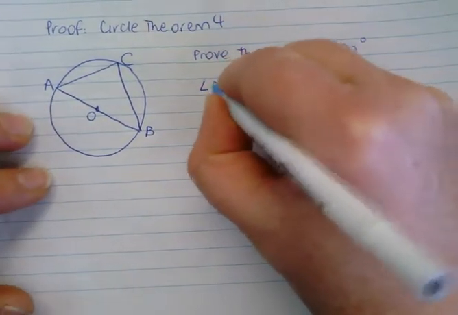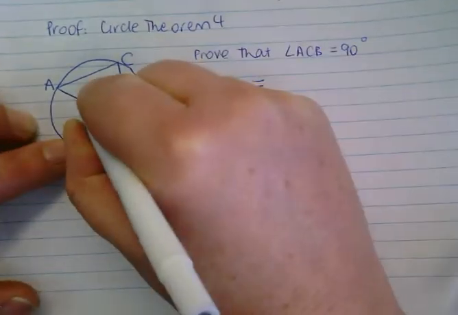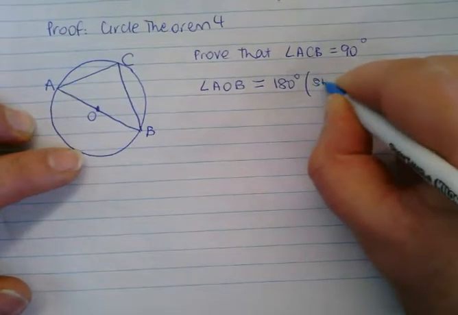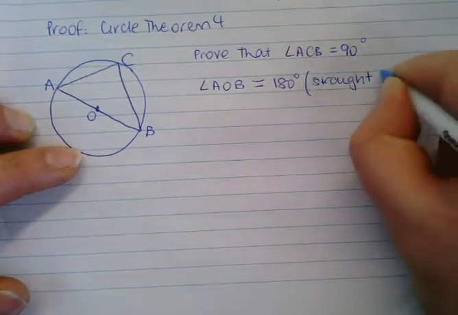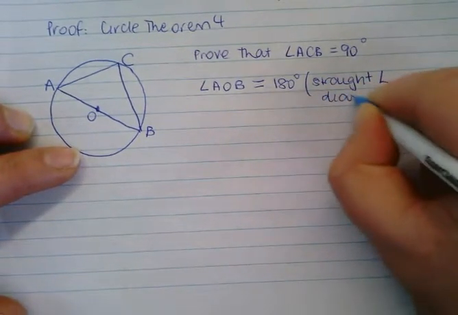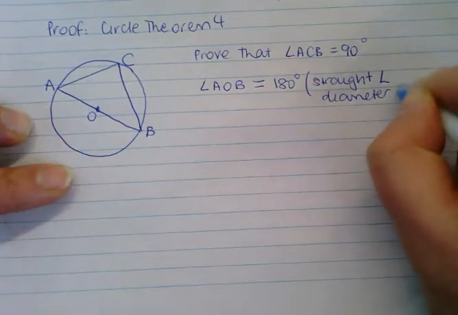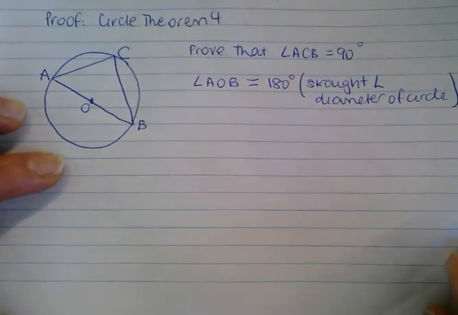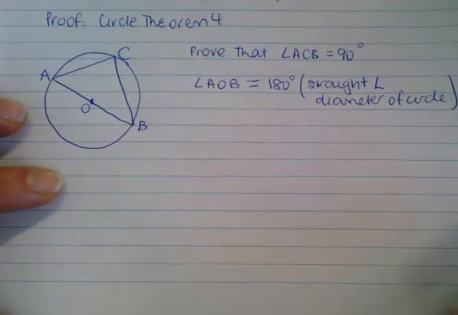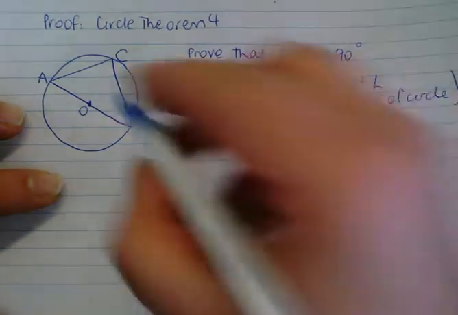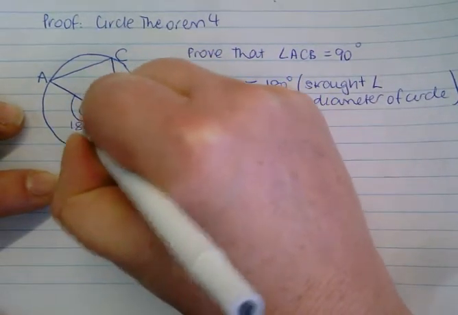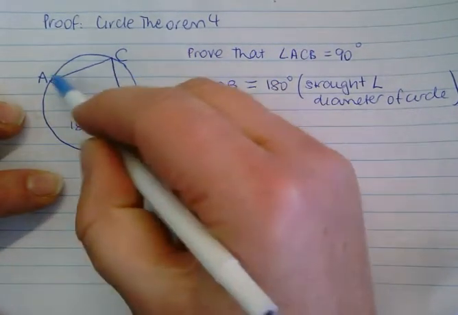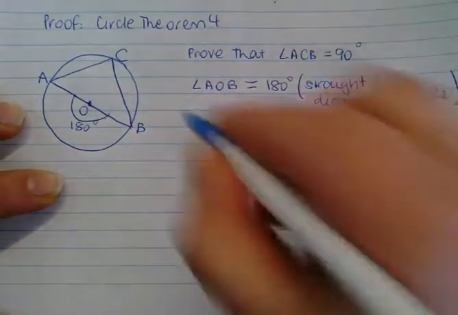Now we know that angle AOB, this angle here, equals 180 degrees because it's a straight angle, and also because it's the diameter of the circle. So angle AOB is 180 degrees. And we can go back to the circle theorems. If we know that this is 180 degrees, what was circle theorem 3? That the angle at the center is twice the angle at the circumference.